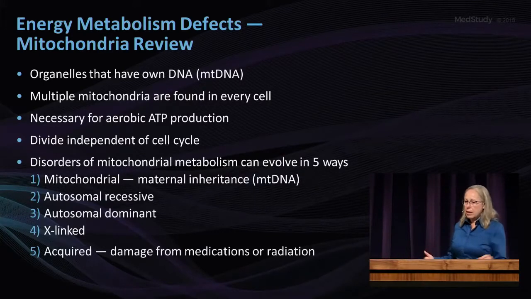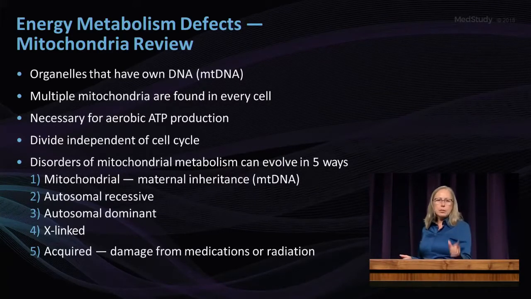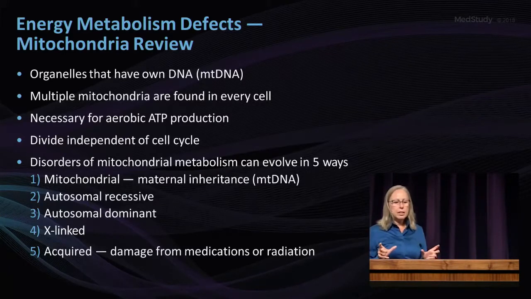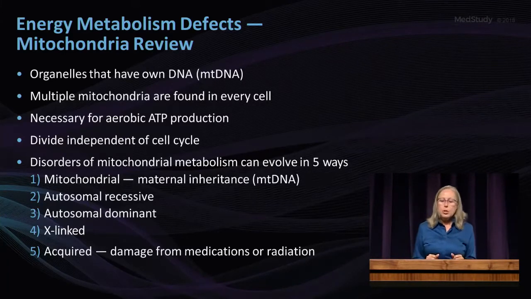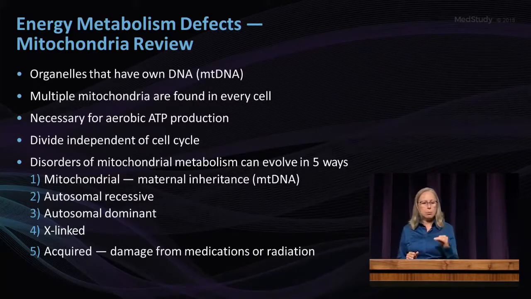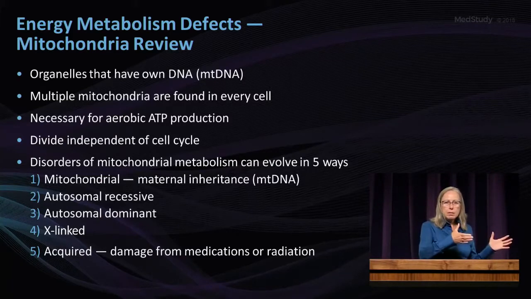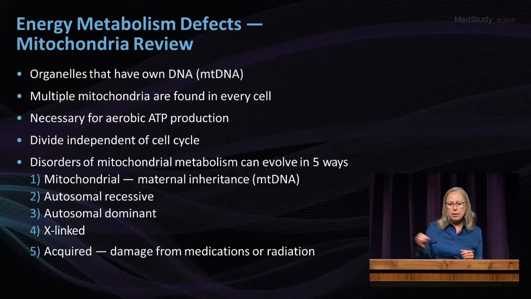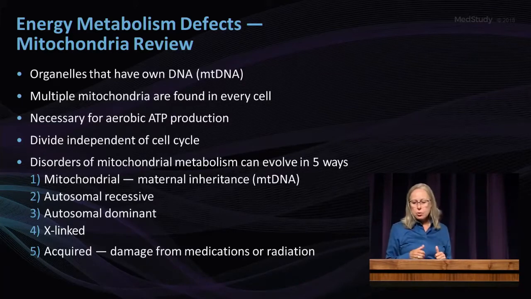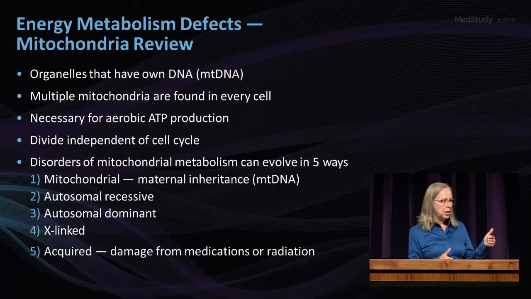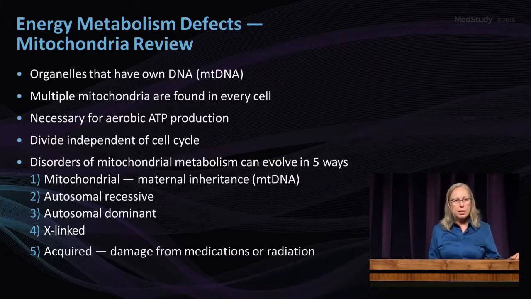You can get a disorder of your mitochondria in 5 ways. You can have a true mitochondrial disorder due to a mutation in the mitochondrial DNA with maternal inheritance. You can have nuclear encoded problems that are recessive, dominant, or X-linked. And the vast majority of the machinery that is in the mitochondria is imported from us. So we make it, and then we import it into the mitochondria. There are very few genes encoded on the mitochondrial DNA. And then you can have acquired problems. So with different medications or radiation, you can damage the mitochondria and induce mitochondrial disease.